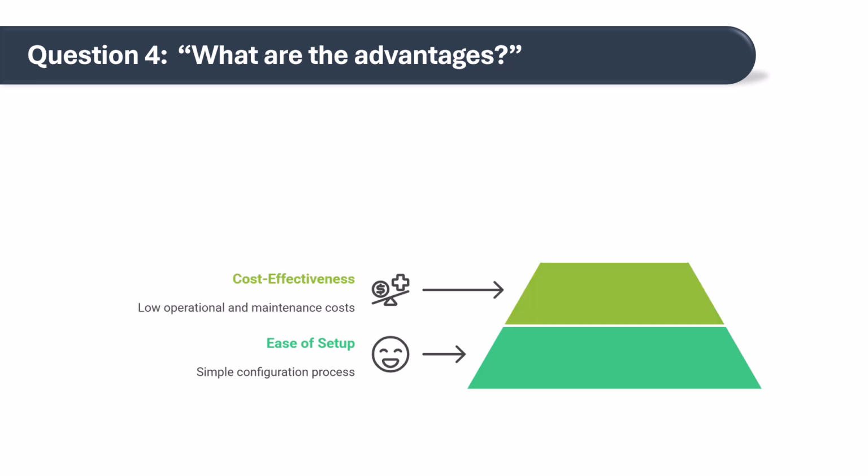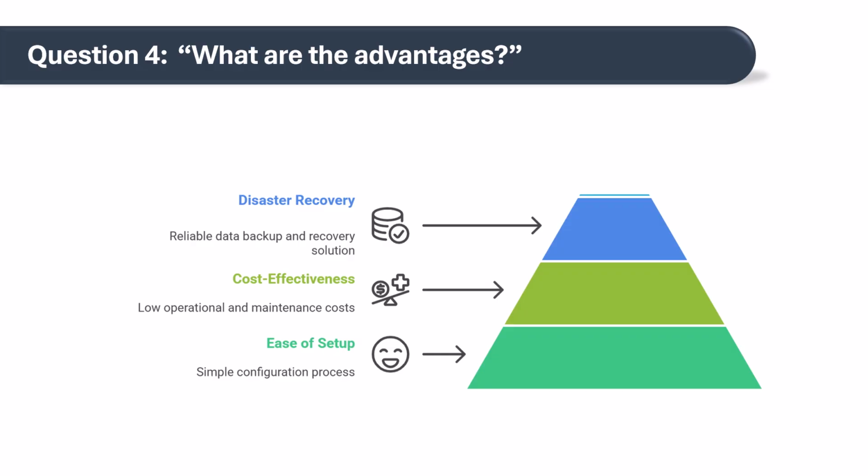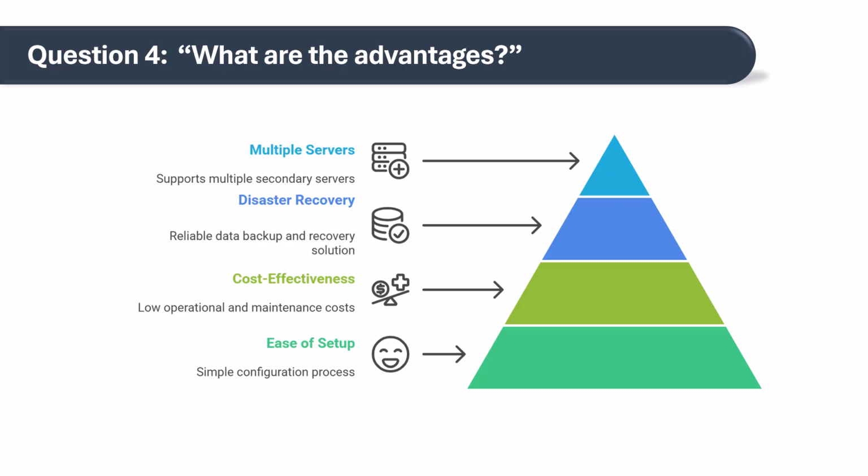The second advantage is low cost. It works on Standard Edition of SQL Server, so no expensive Enterprise license is needed. Third is good for disaster recovery. If the main server crashes, you already have almost the latest data on another server. So business can continue. And the last one is support for multiple secondary servers. The primary server can send data to a DR server, reporting server, or another location. So you can have many standby copies.